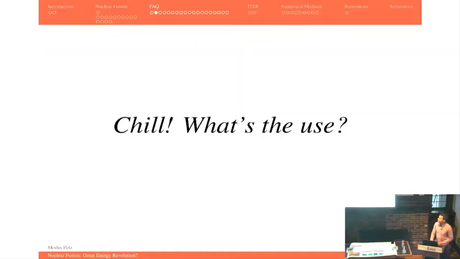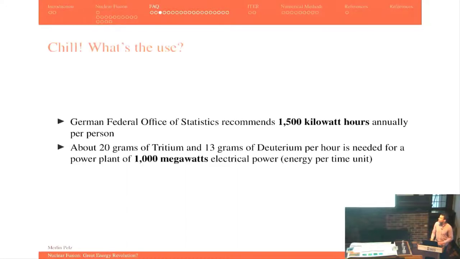Nice. FAQ. What's the use of all this? So you may think, come on, are people going crazy? You build such a huge thing and use so much manpower, everyone's power and everyone's knowledge over centuries. It kind of started in 1950, we developed machines for nuclear fusion, and what is actually coming out here? Does it really work, or is there really something we can get out of this?